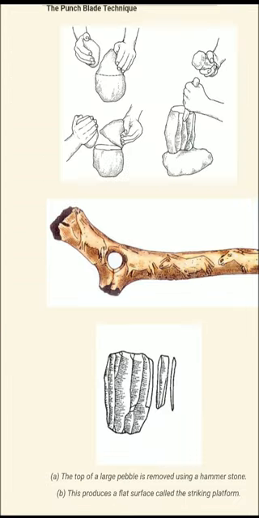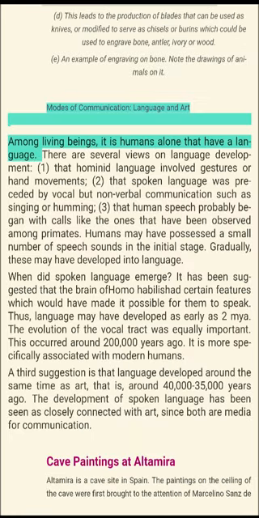The punch blade technique: A, the top of a large pebble is removed using a hammer stone. B, this produces a flat surface called the striking platform. C, this is then struck using a hammer and a punch made of bone or antler. D, this leads to the production of blades that can be used as knives, or modified to serve as chisels or burins which could be used to engrave bone, antler, ivory or wood. E, an example of engraving on bone. Note the drawings of animals on it.